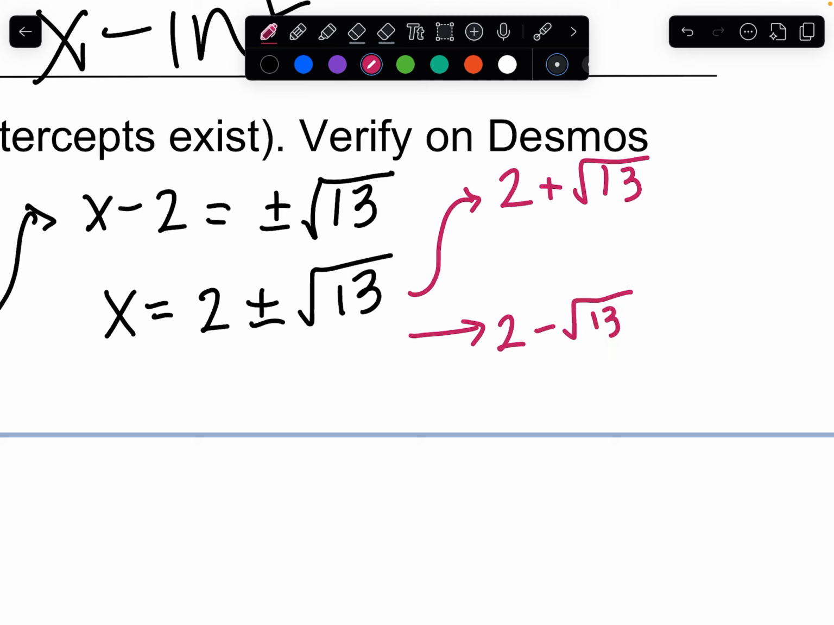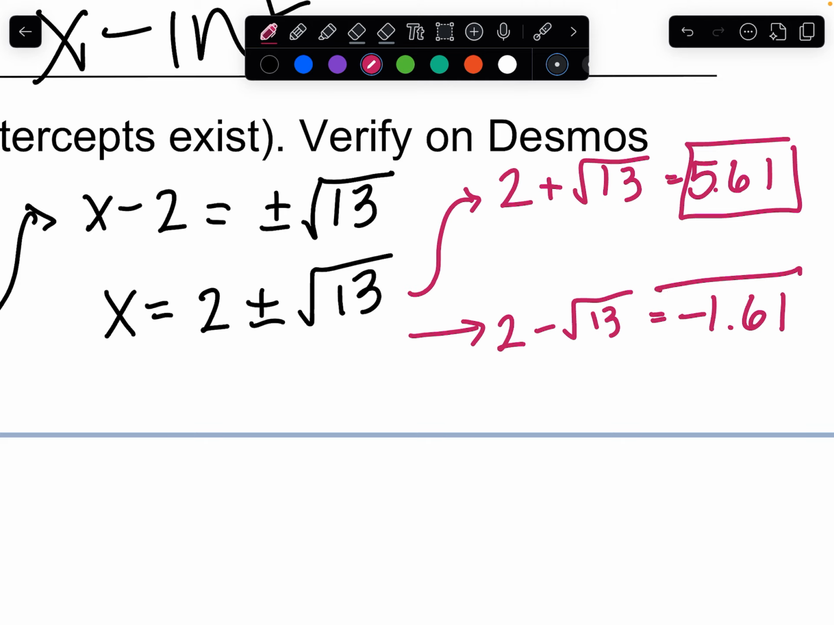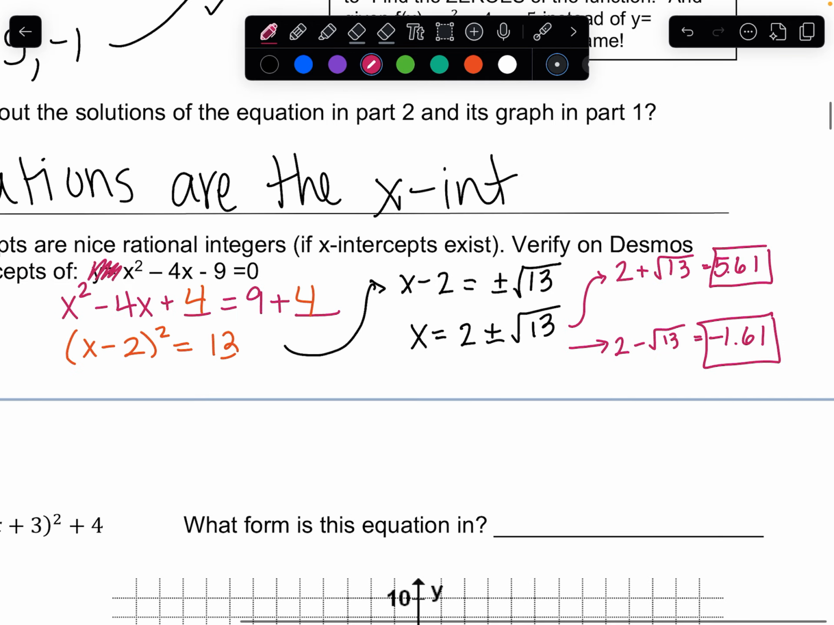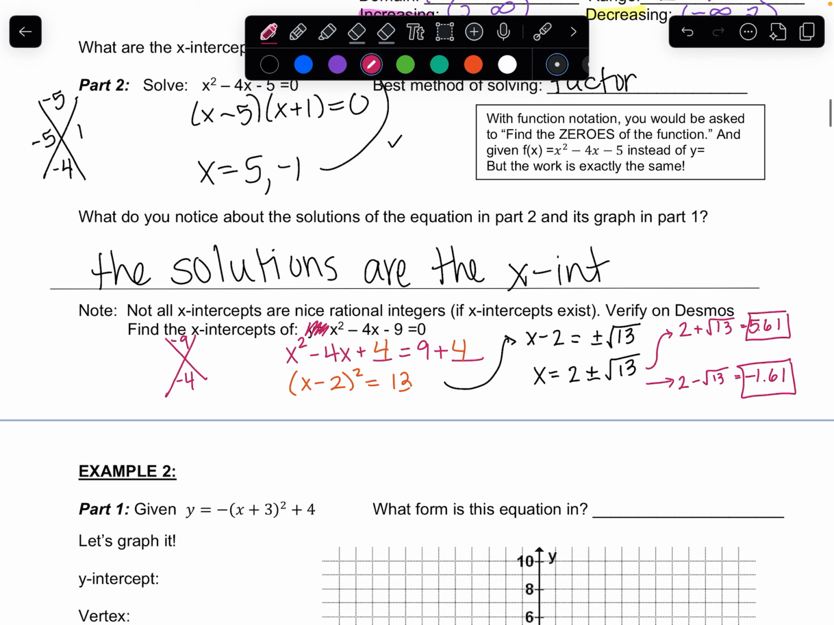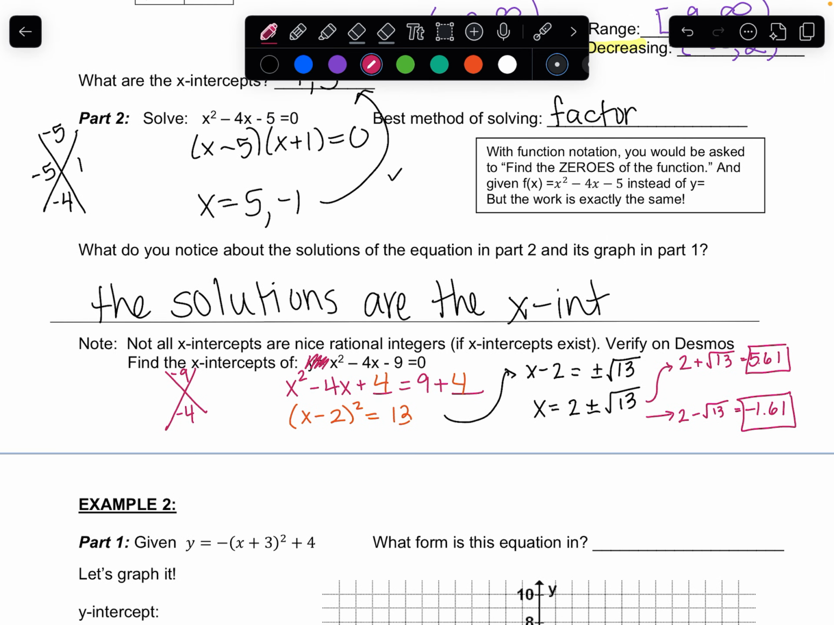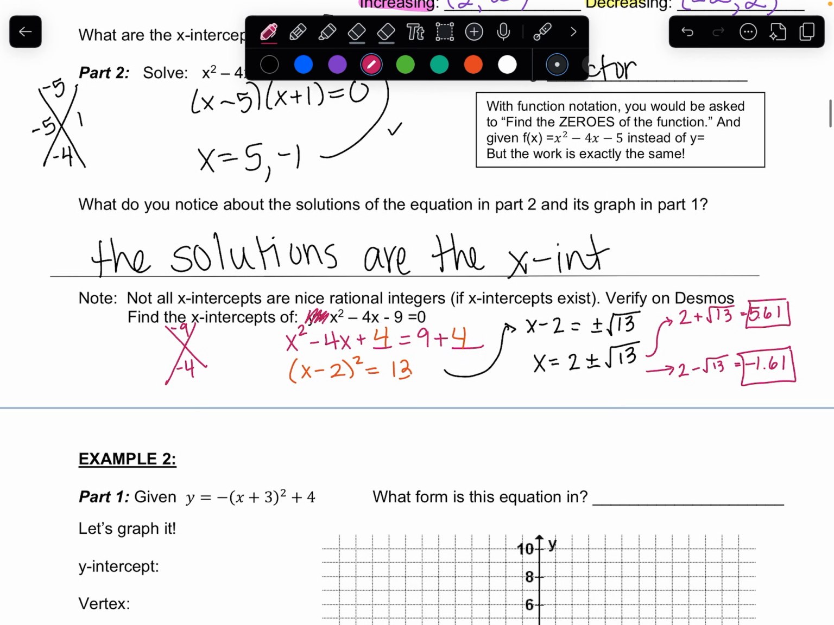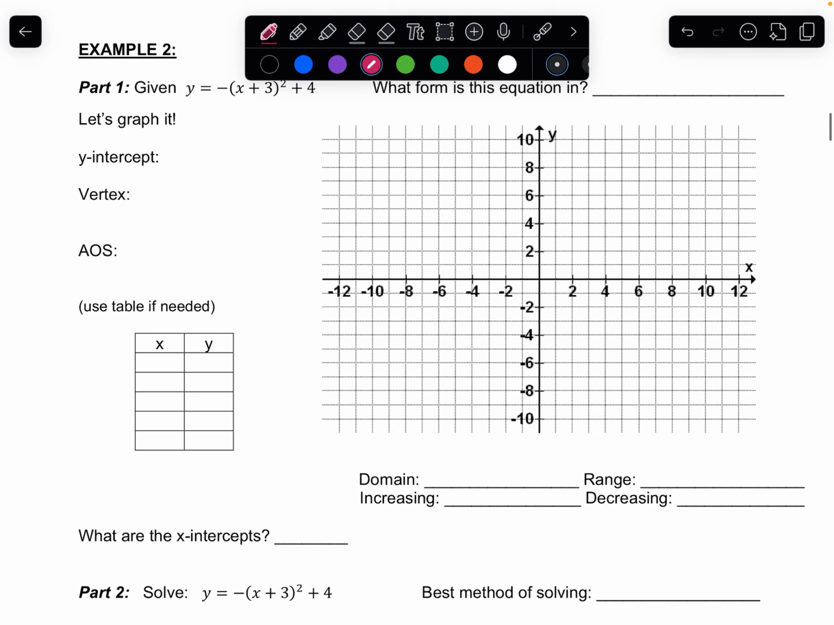So in our calculator, we would literally do 2 plus second x squared 13, and we would get 5.605, so 5.61. Now we can do the same thing and subtract them, and we would get -1.61. Now it's just a coincidence that they're both 6.1, but that's the idea. Okay, but they still exist. They're real solutions. Okay. Next page, here we go.